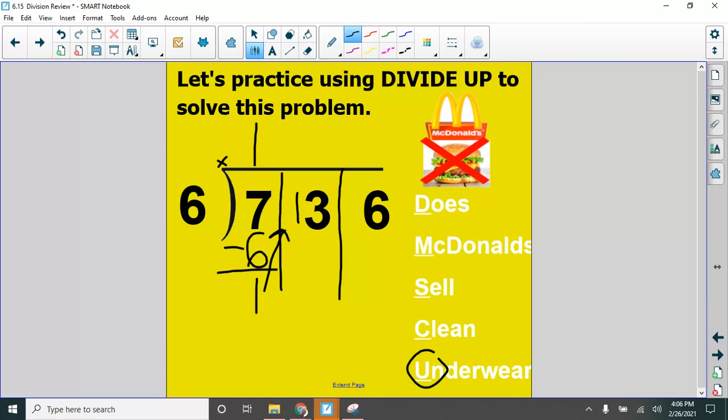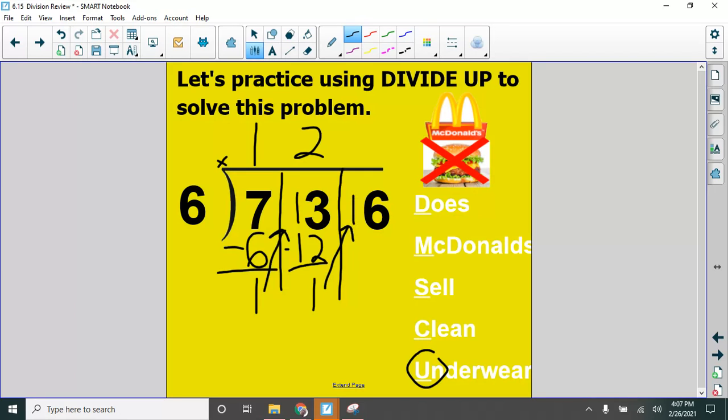We have 13. How many 6s are in 13? Another way to think about that is 6 times what gets us close to 13? Well, 6 times 2 is 12, and 6 times 3 is 18. So 3 is too big. How many 6s are in 13? 2 of them. 2 times 6 is 12. Subtract and check. 1 is smaller than 6. Yep. And push it up here.